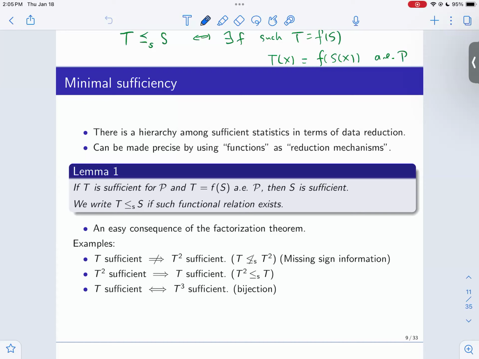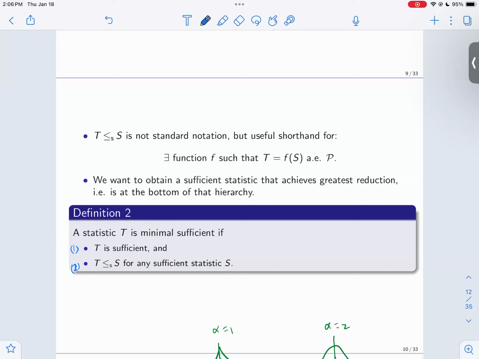And so you say a statistic t is minimal if it's sufficient, and if I pick any other sufficient statistic s, t can be written as a function of s. Okay, so the second condition is basically saying that t achieves more compression, is smaller than s in this information sense.